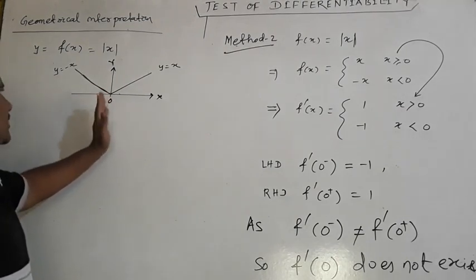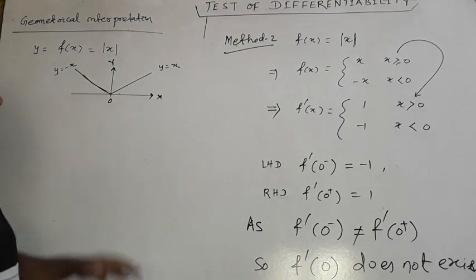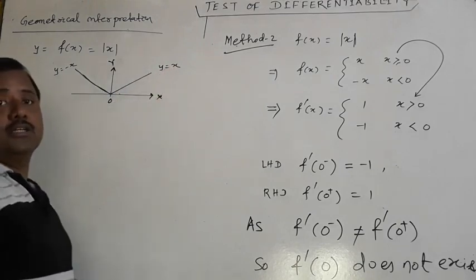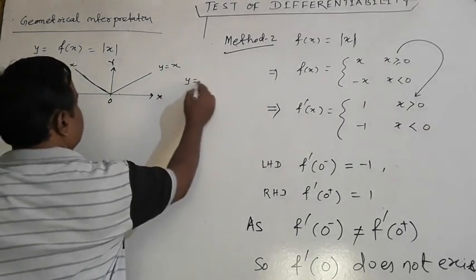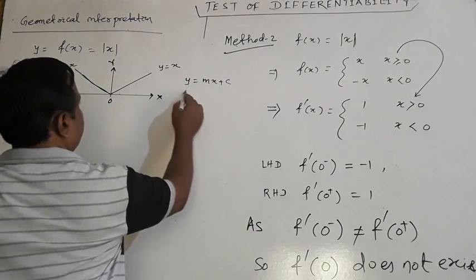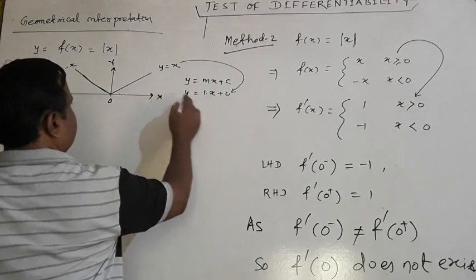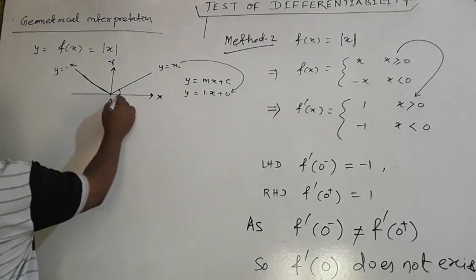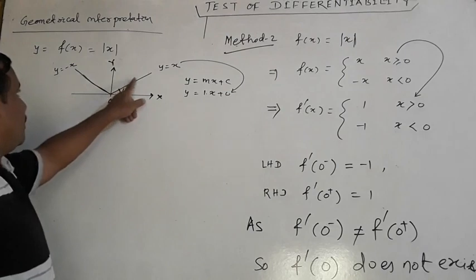Now for x tends to 0 plus, I am going to this point. At this point, you already know what differentiation is. Differentiation means the slope of the tangent. Here the curve is y is equal to x. The equation of a line is y is equal to mx plus c. Here y is equal to 1x plus 0. So it makes y is equal to x, which makes 45 degrees. So for 0 plus, its slope is 1.